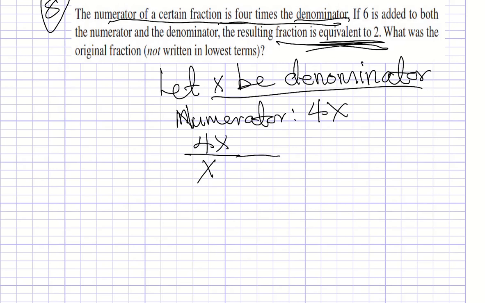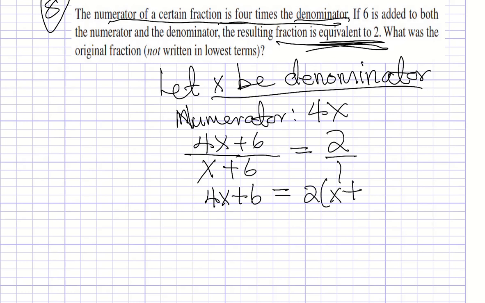Then it says, what did it say? 6 is added to both. Plus 6, plus 6. The resulting fraction is equivalent to 2. You see it, right? You see, actually 2 over 1 if you want to. So cross multiply, what do you get? You get 4x plus 6 is equals to 2 times x plus 6, okay?